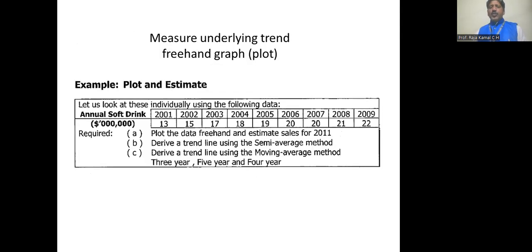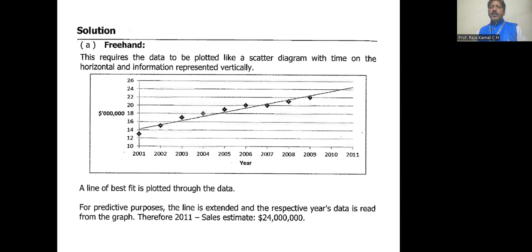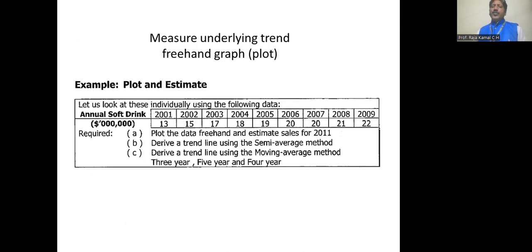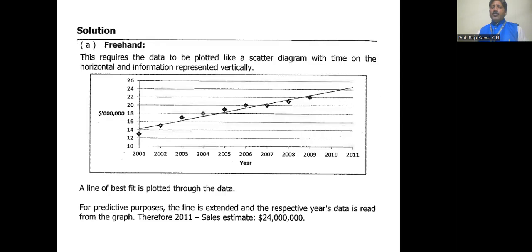For 2001, if you see, the value was 13, that was plotted in the diagram. For 2002, the value was 15, that was plotted in the diagram. All the values of the years were plotted in the diagram. And if you see, the trend line was moving upwards.